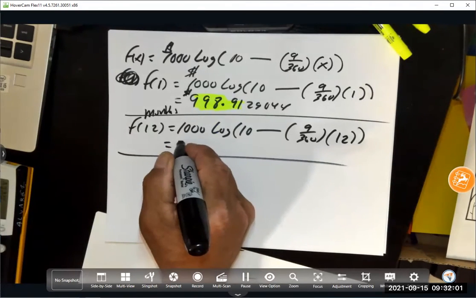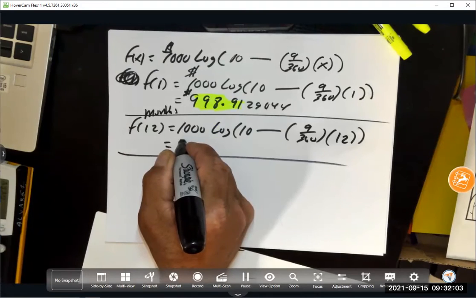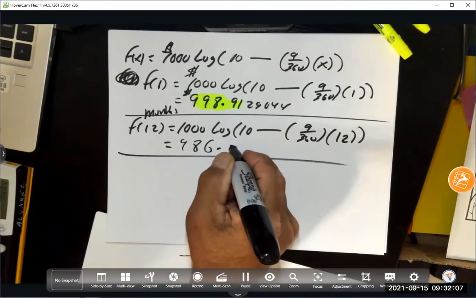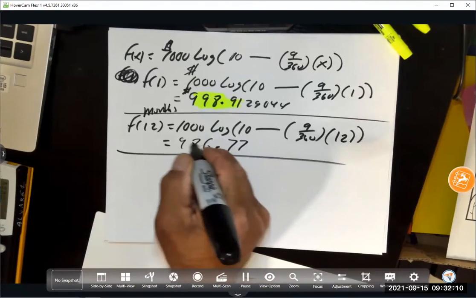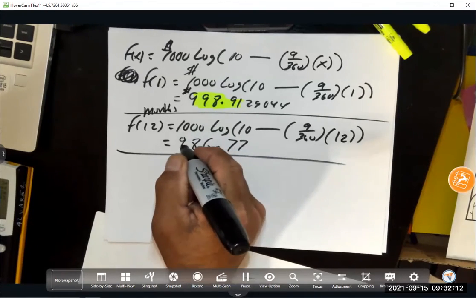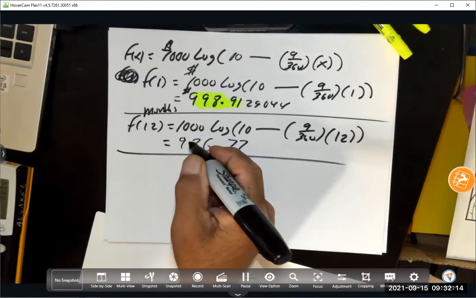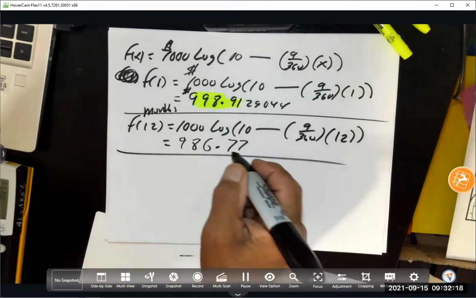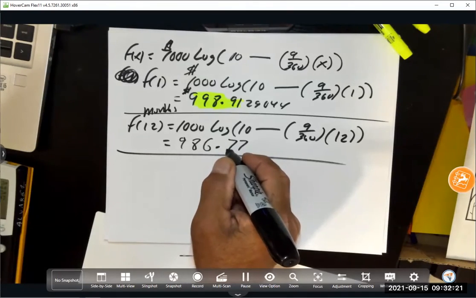Okay, it is 986.77. That's enough. We just go there. So right now, 12 months from next year, you call them and say, the $1,000 that I used, how much do I owe? You owe $986.77. Are you gonna pay it off? Yes or no? No, not yet.